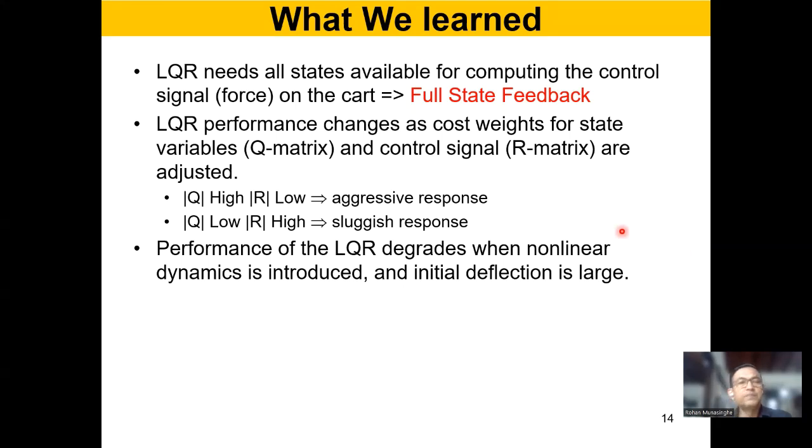So what are the things that we learn here? First bullet, LQR needs all states available for computing the control signal, that is the force on the cart, which is called full state feedback. We have four states: cart position, speed, pole position, that is theta and theta dot. You need all four states. Then number two, LQR performance changes as cost weights for state variables, that is the Q matrix, and control signal, that is the R matrix, are adjusted.